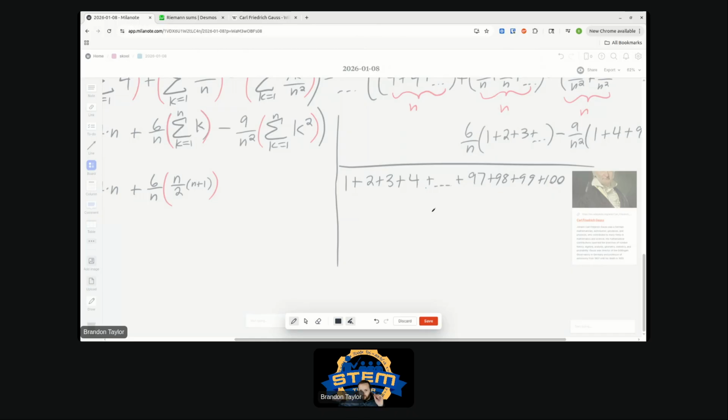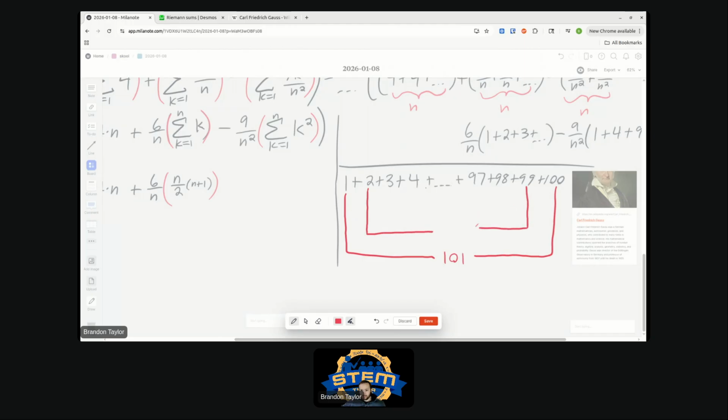So this is where Gauss's formula comes in handy. So what did Gauss realize? He knew it was going to be a pain to have to do all this stuff. So this was his ingenious insight. He's like, what if I just pair the first number and the last number? So 1 plus 100 is what? 101. And then I pair the second number with the second last number.